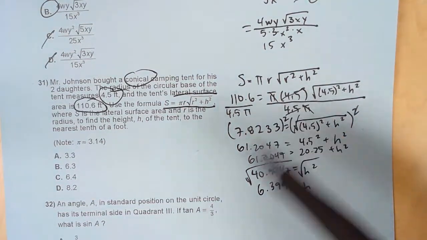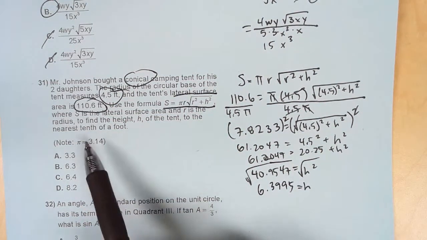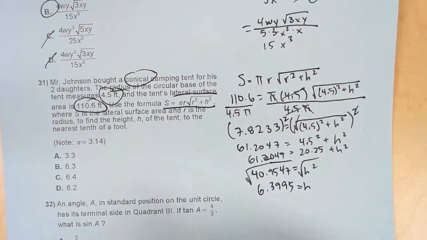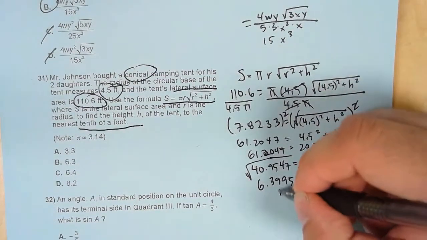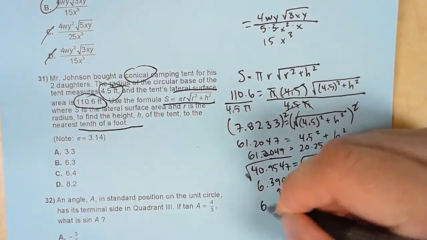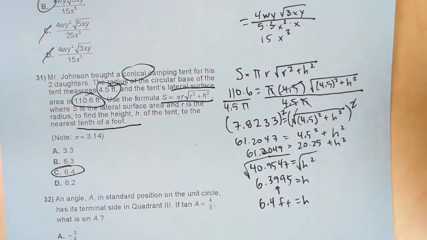6.3995. Okay, so there's 6.3 and there's 6.4. There's probably something we've got to do. So we need to find the height of the tent to the nearest tenth of a foot. Tenth is the first decimal place, so we look at the one next to it. This is 9 or above, so we give it a shove. So this is 6.4 feet is our height, which is answer C.